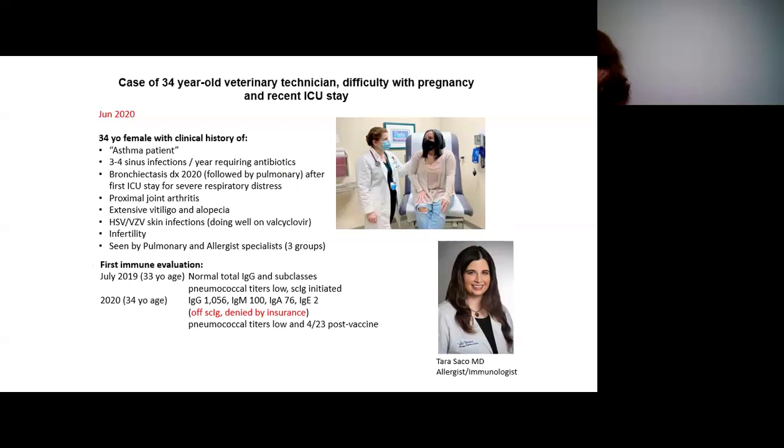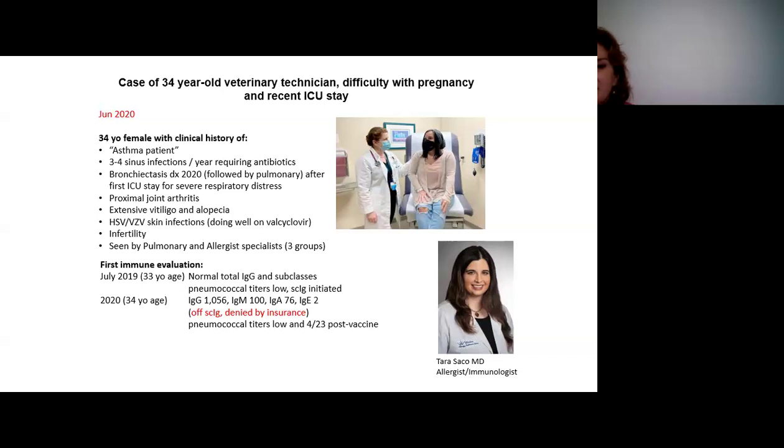But then, getting a deeper clinical history, she did declare that she had proximal joint arthritis, extensive vitiligo, and alopecia, and I could not appreciate it because she was fully gone and had her shawl on. So you had to prompt her for these questions. She had HSV and VZV infections, infertility, and had been seen by 3 different pulmonary groups before they came to us for evaluation, pulmonary allergy groups.